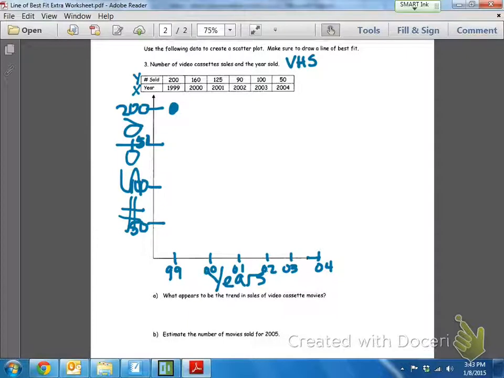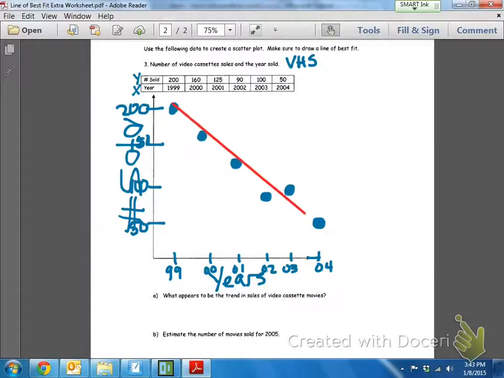All right, so in 1999, 200 were sold. In 2000, 160, so right about there. In 2001, 125, so right in the middle of 100 and 150. 2002, there were 90, so just under 100. All right, in 2003, it went back to 100, so it goes up. And then in 2004, it drops down to 50. All right. So, again, it looks like it's going down pretty constantly. It takes a little blip up and down.